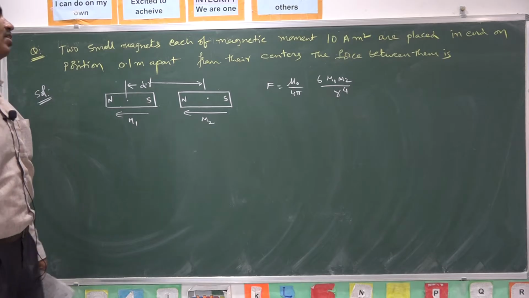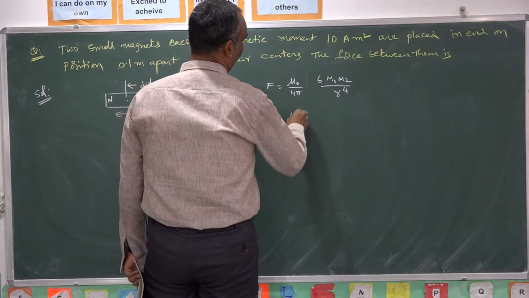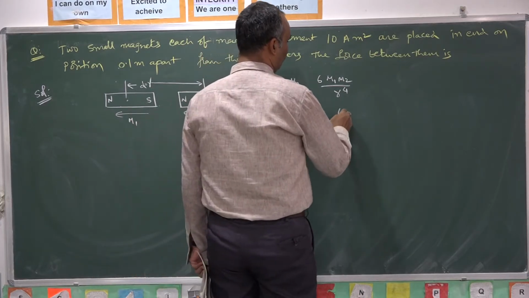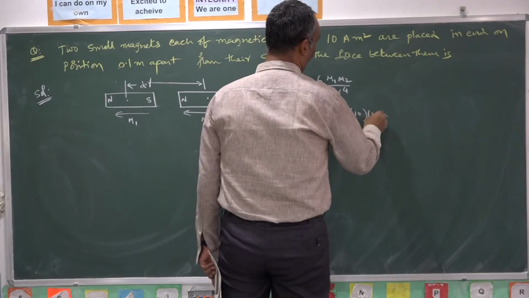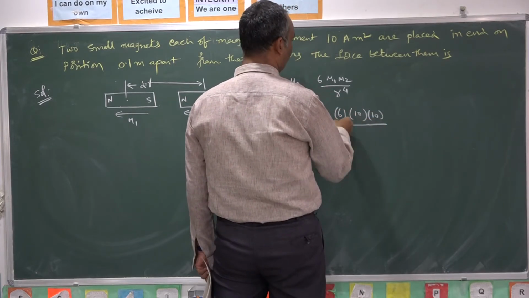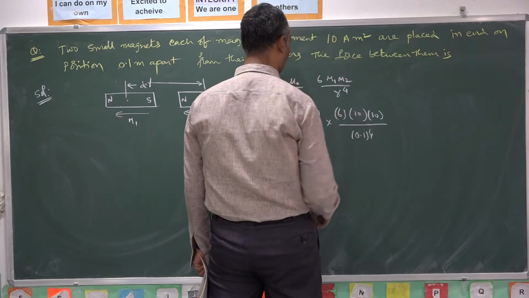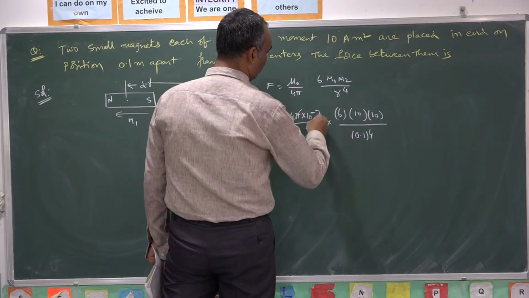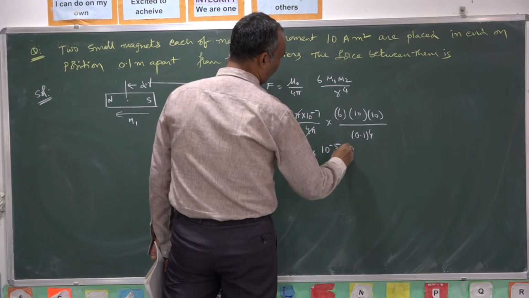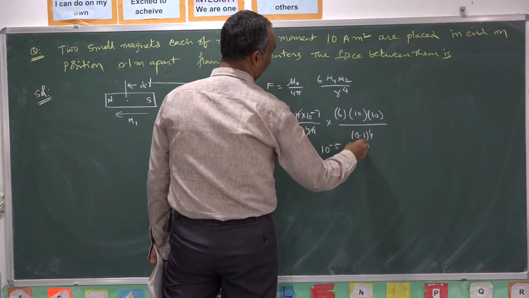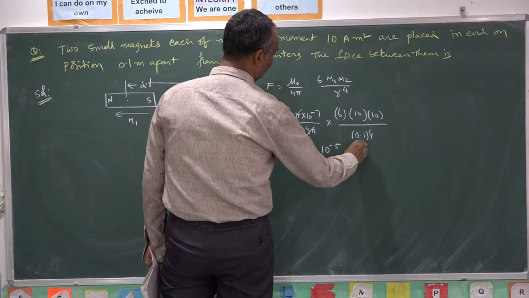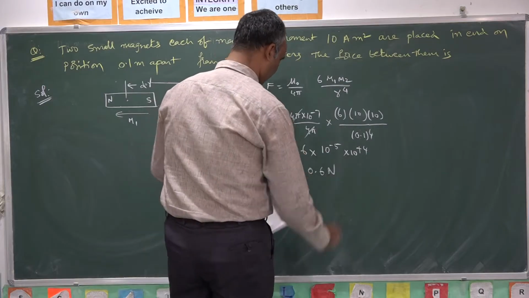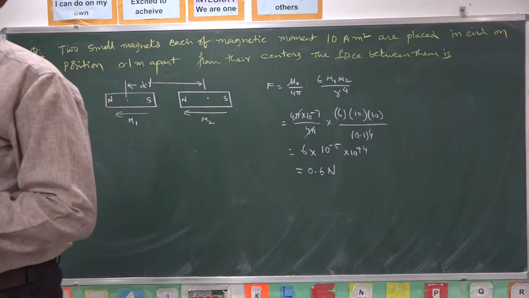So if you know the formula, the solution is very simple. This is 4 pi into 10 power minus 7 by 4 pi, that into 6 into 10 into 10, separated by 0.1 meter, so 0.1 power 4. So 4 pi gets cancelled. It becomes 6 into 10 power minus 5 into 10 power minus 1 whole power minus 4. So it becomes 10 power plus 4. So it is 0.6 newtons. Answer is very simple, 0.6 newtons.